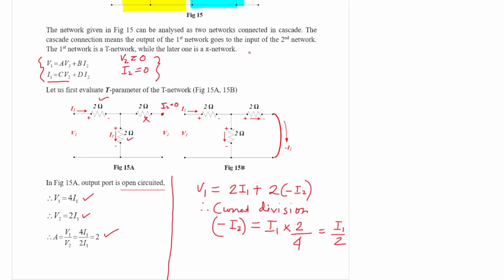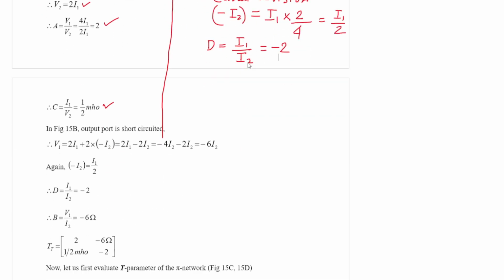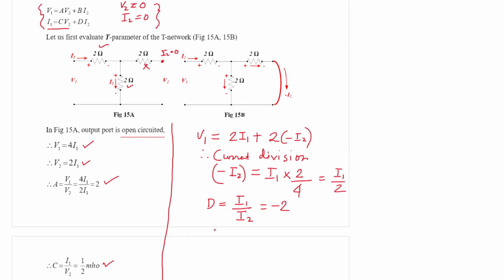So as per the definition, D is equal to I1 by I2. So with this, D should be minus 2. And what will be B? B is equal to V1 by I2.